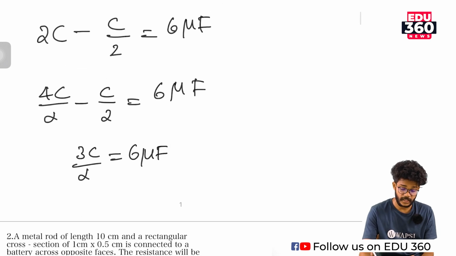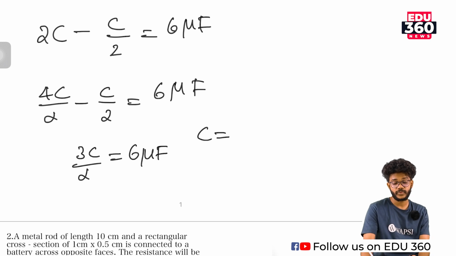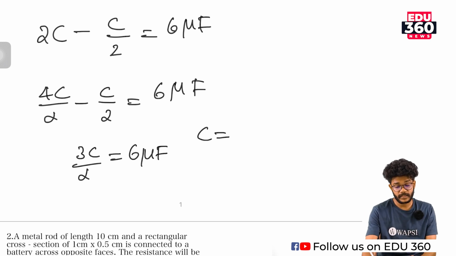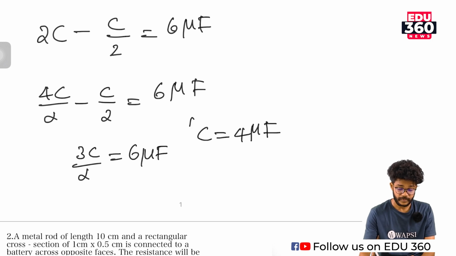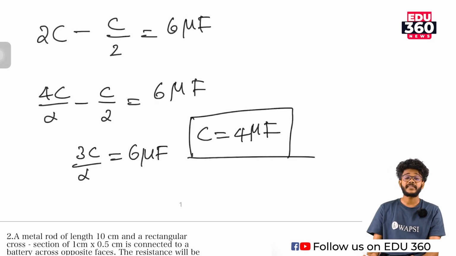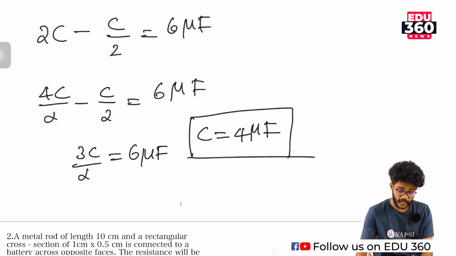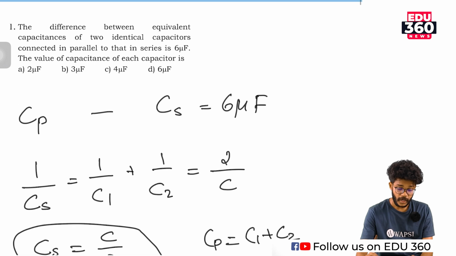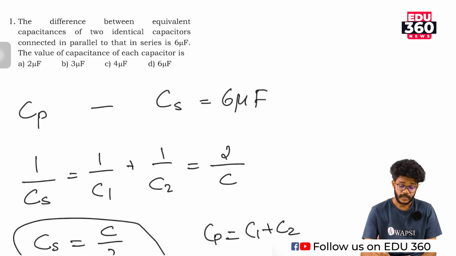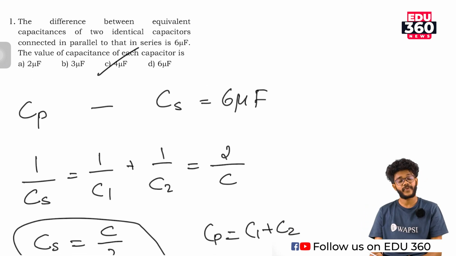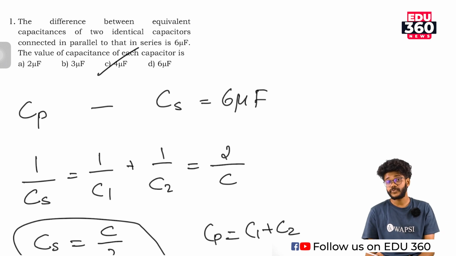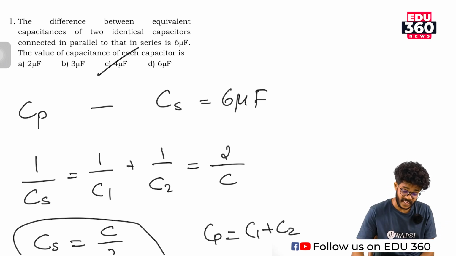So C is equal to 6 into 2 is 12, 12 by 3 is 4 microfarad. The capacitance of the capacitor is 4 microfarad. We can check with our options. Option C is the correct answer, 4 microfarad. So we can move to the next question.